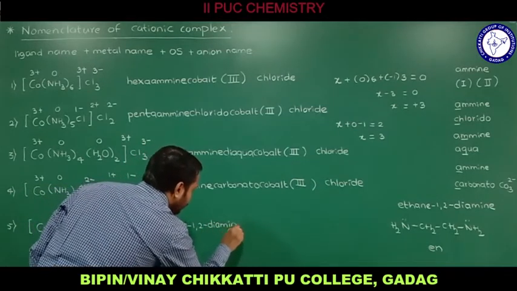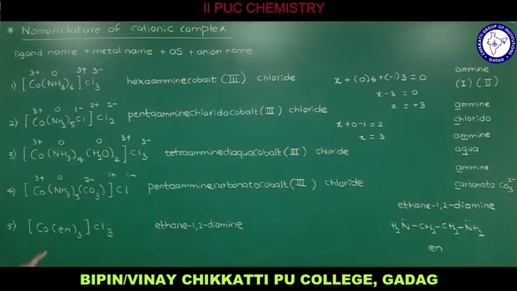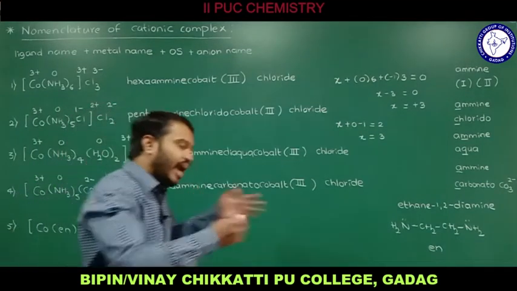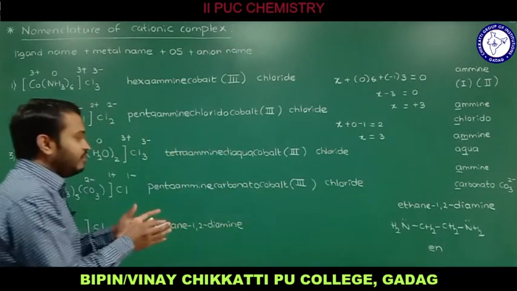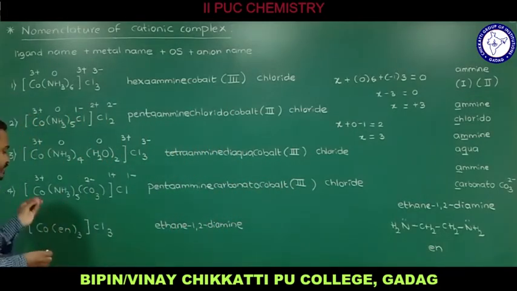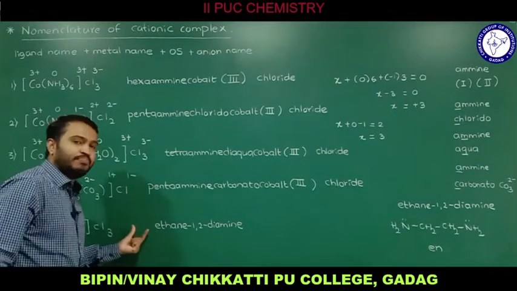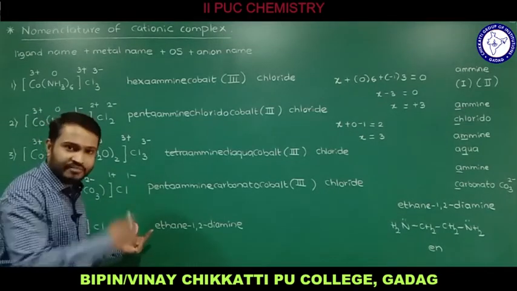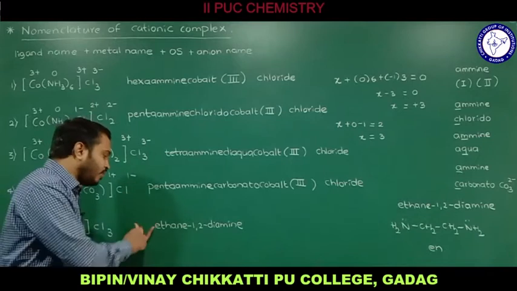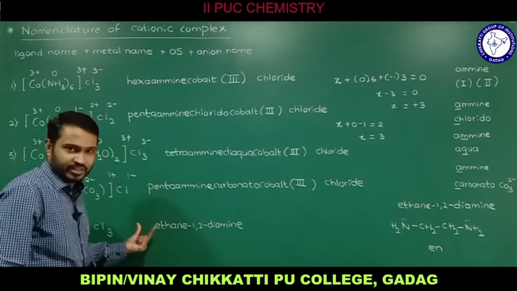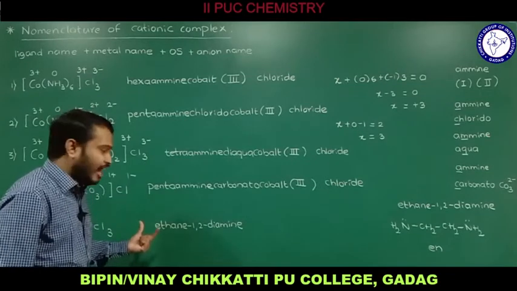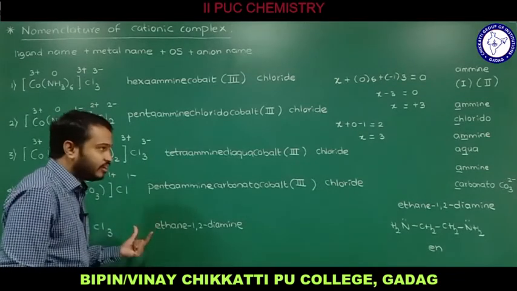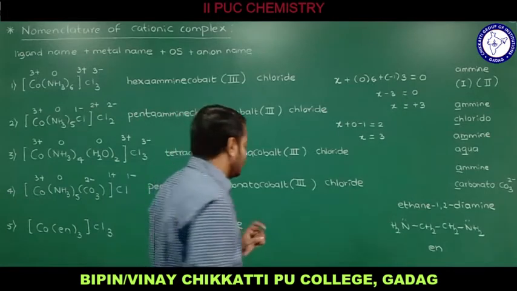Ethane 1,2-diamine, the ligand name. But we don't have only one En, we have 3 En, so we have to add the prefix. What is the main concept that will come to our mind if we have 3 En? We need to write the prefix as tri, since we have 3, but I should not write the prefix as tri here, and I am going to use a new kind of prefix. So what is that new kind of prefix?